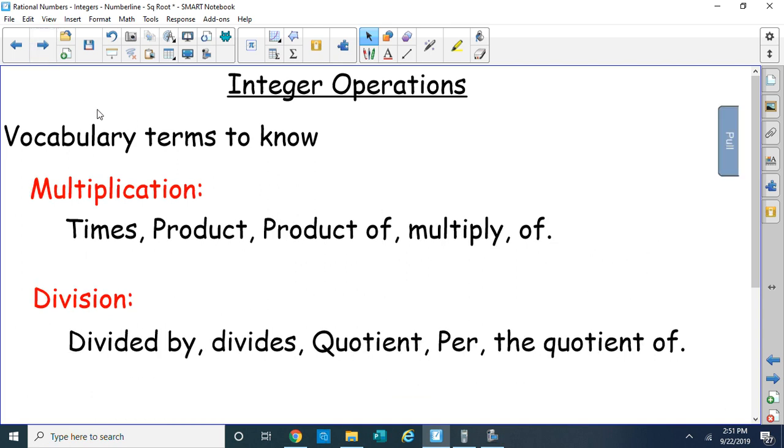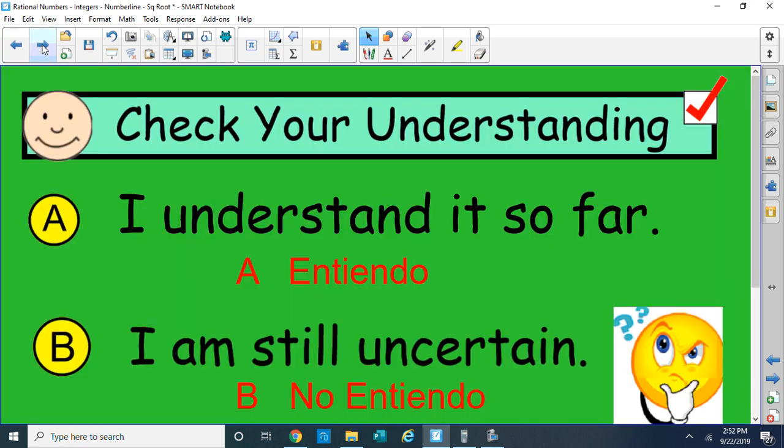Let's see, any more words? Okay, for multiplication: times, product of, multiply of. Of is an important word in math. It usually means multiplication most of the time. Division: divide by, divides. Quotient is the answer to division. Per is a very good word. It also comes up a lot. The quotient of. So those are words you should know. So get to know those words.